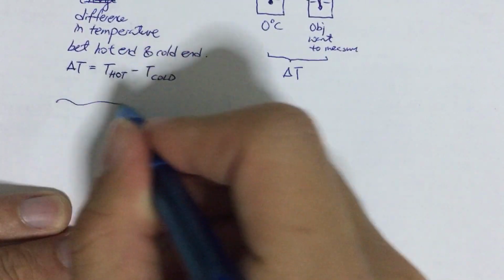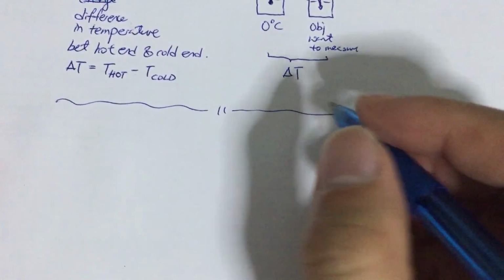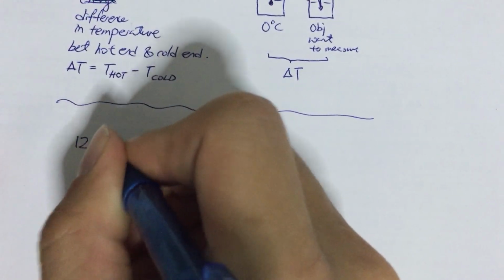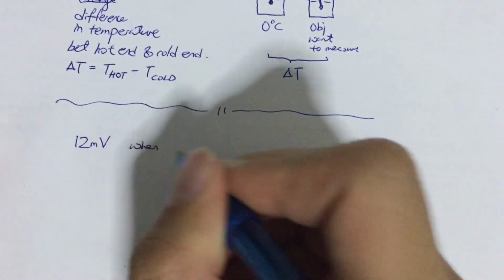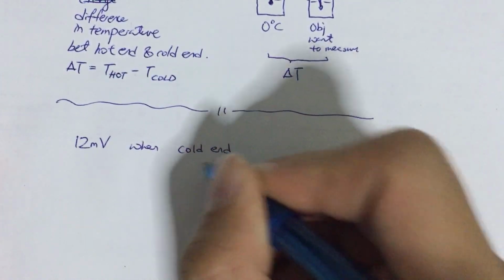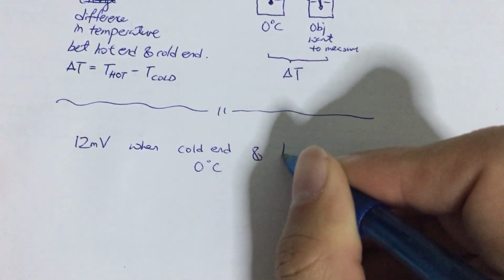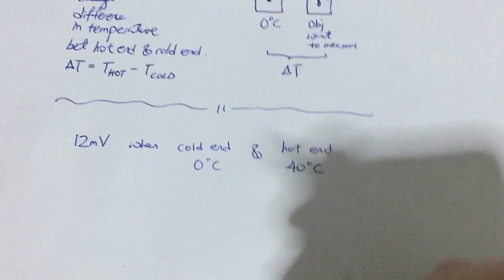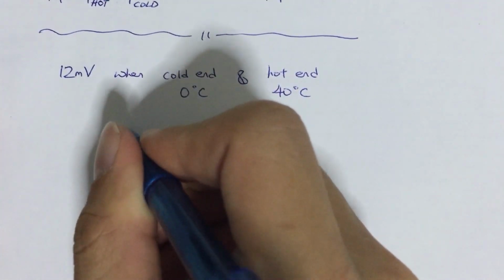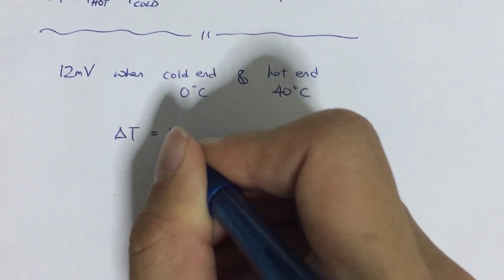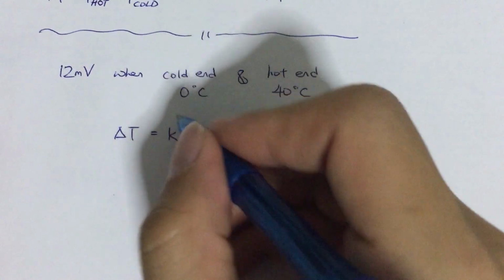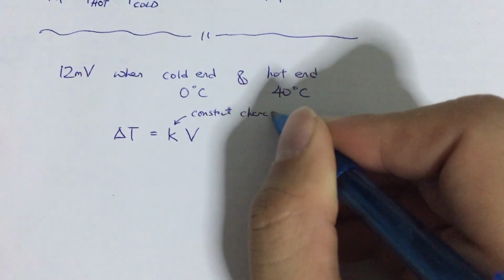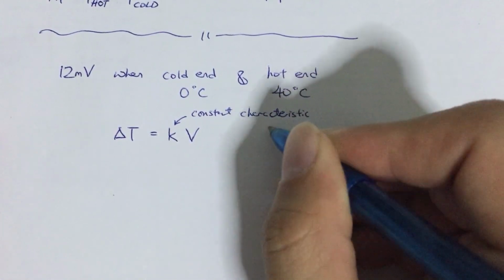So let's get back to the question. The question says this thermocouple registers 12 millivolt when you have the cold end at ice point and the hot end at 40 degrees Celsius water. From this information, we can work out our constant K here because we need to know the constant. This constant K is characteristic to that particular thermocouple.